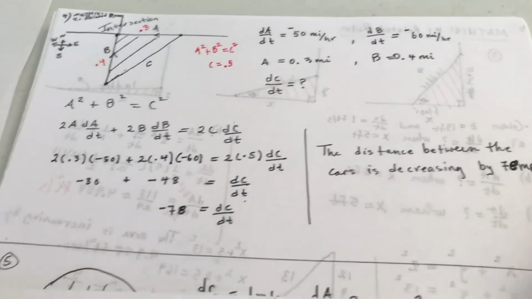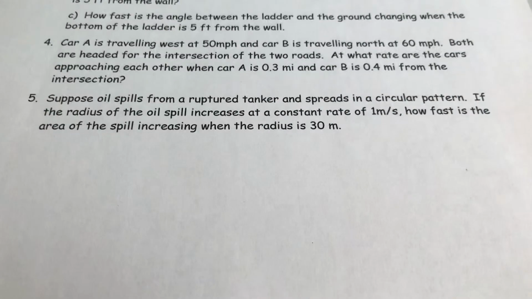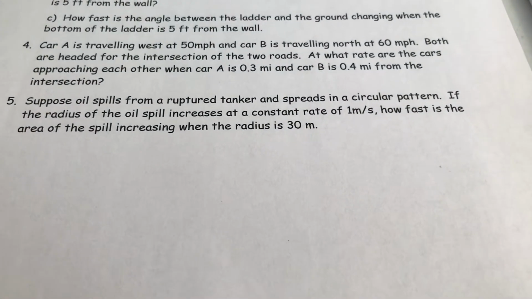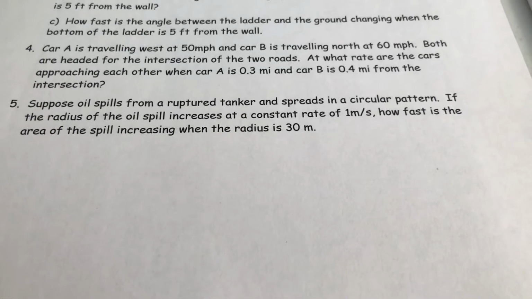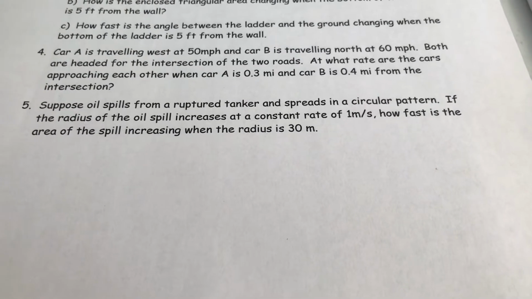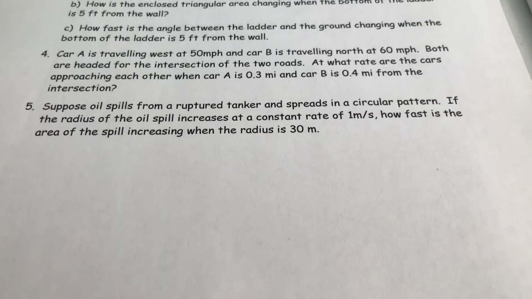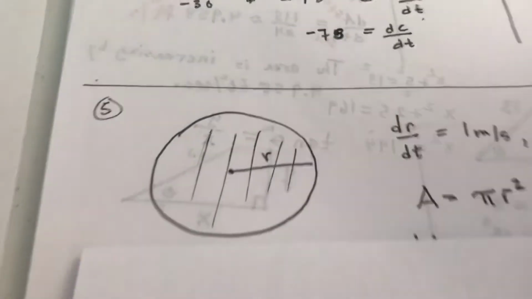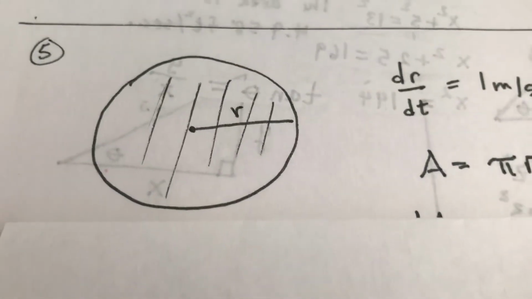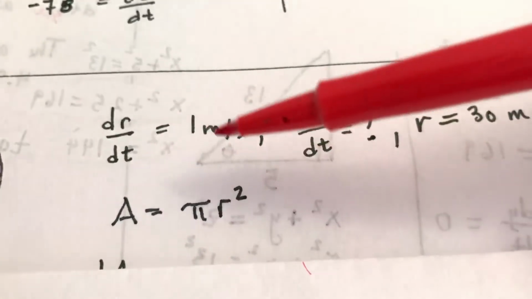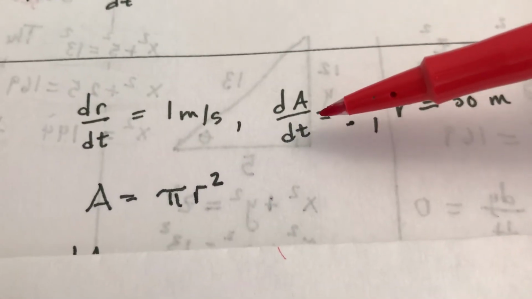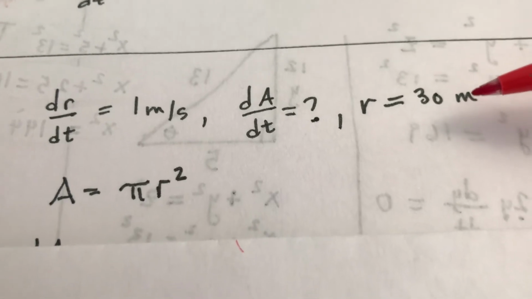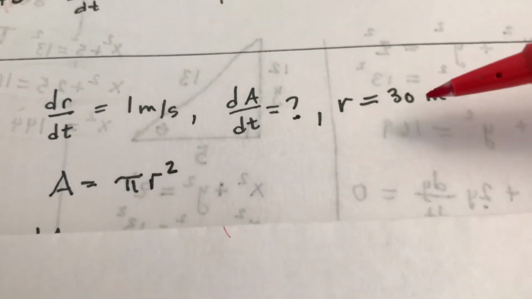And the last problem, go ahead and do this one. Suppose oil spills from a ruptured tanker and spreads in a circular pattern. If the radius of the oil spill increases at a constant rate of 1 meter per second, how fast is the area of the spill increasing when the radius is 30 meters? All right, here's my oil spill right here. It has a radius, and the area is increasing as the radius increases. It's giving us that dr/dt is 1 meter per second. We're looking for dA/dt.